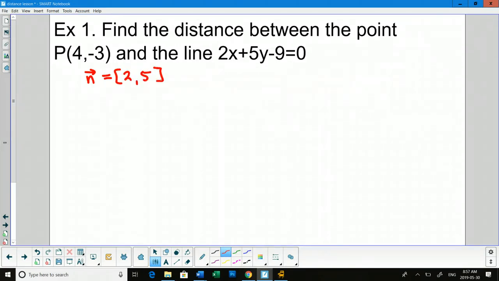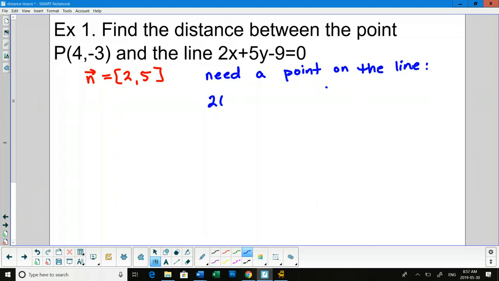The scalar equation gives us the normal, right? That's the nice thing, we already have the normal vector. I don't need a mutually perpendicular vector because I can't find a perpendicular vector to a point. But I do need to connect this point 4, -3 to a point on my line. So I need a point on the line in order to find that P1P2 vector. I need to plug something in for x and y that makes this left side equal to 0. If I get a true statement, that means I've found an x and y coordinate that lie on that line.